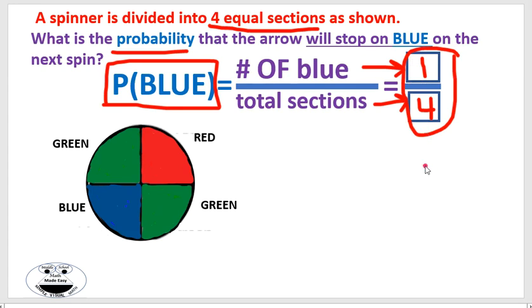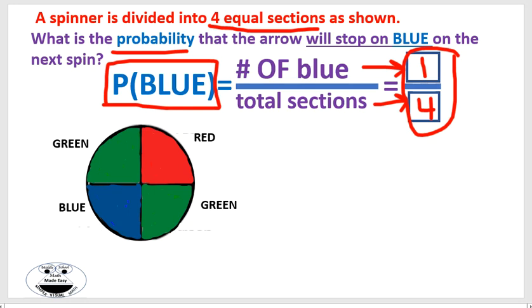You might also see the probability represented as a percent or decimal. And I have a video on how to convert from a fraction to a decimal and then decimal to a percent. You can watch that video if you need help with how to convert from a fraction to a decimal to a percent.